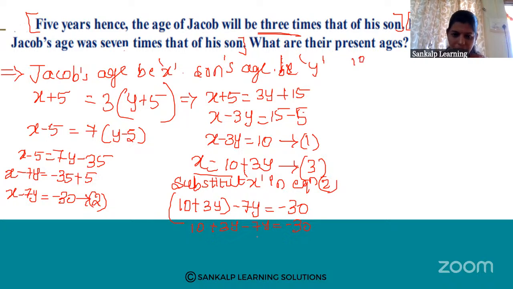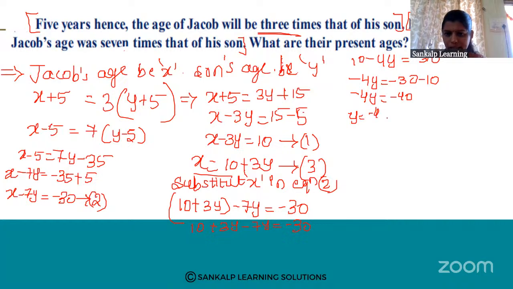Here minus 7y is there, plus 3y is there. That means minus 7y plus 3y is minus 4y, equal to minus 30. Transfer this plus 10 to this side. Minus 4y is equal to minus 30 minus 10, that is minus 40.